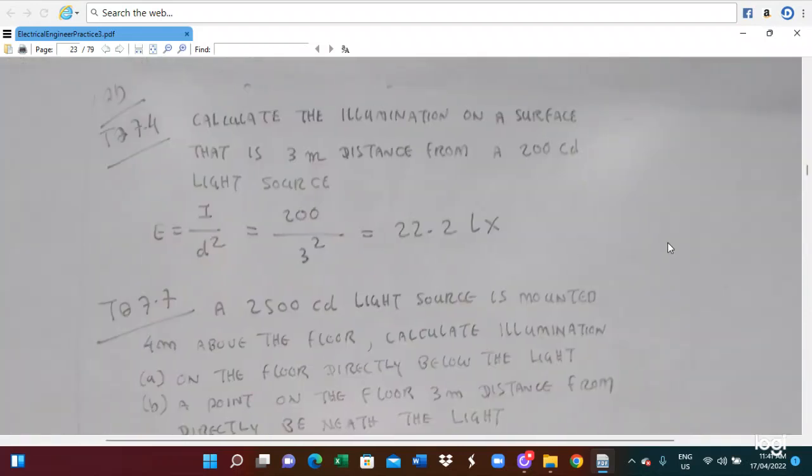We need to calculate the illuminance on a surface at a 3 meter distance from a 200 candela light source. In this case, E equals I by D square. I is 200 candela, D is 3, so 3 squared. So 200 divided by 3 squared, you get 22.2 lux.